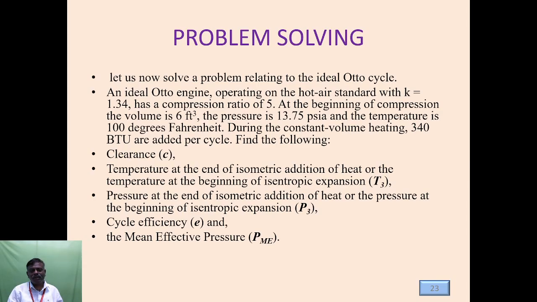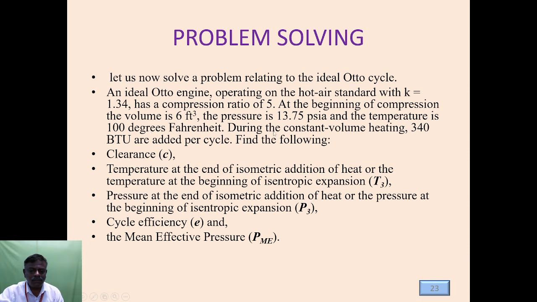Let us now solve a problem relating to the ideal Otto cycle. An ideal Otto engine operating on the hot air standard with k equal to 1.34 has a compression ratio of 5. At the beginning of the compression, the volume is 6 feet cube, the pressure is 13.75 psia and the temperature is 100 degrees Fahrenheit.